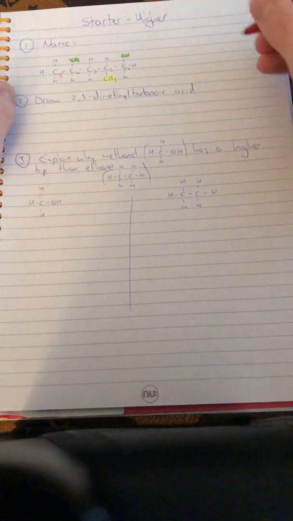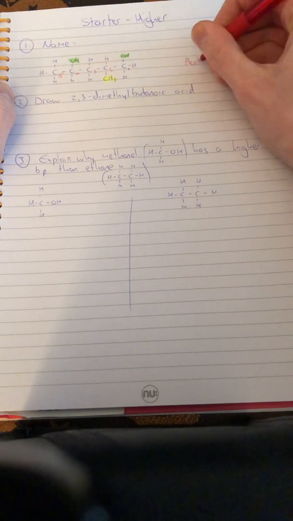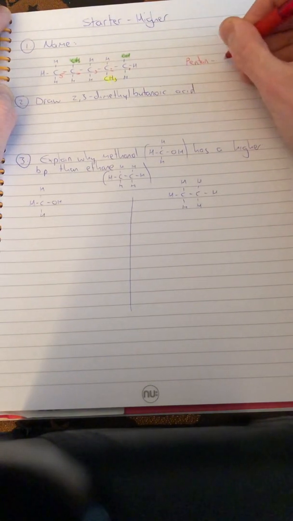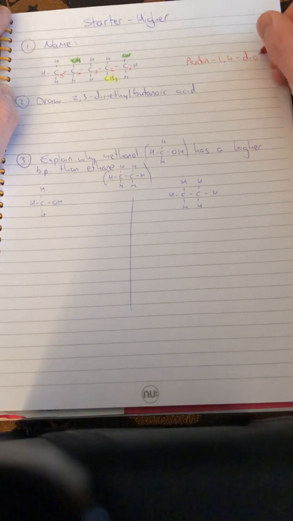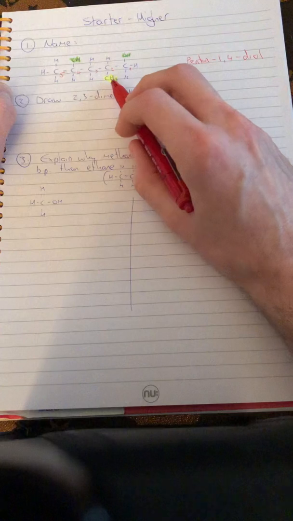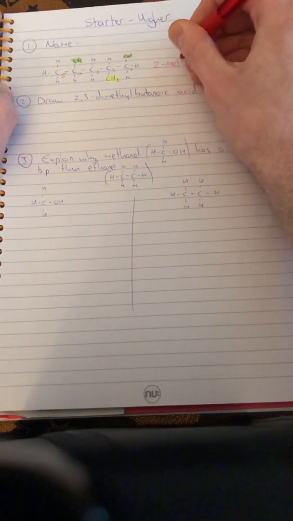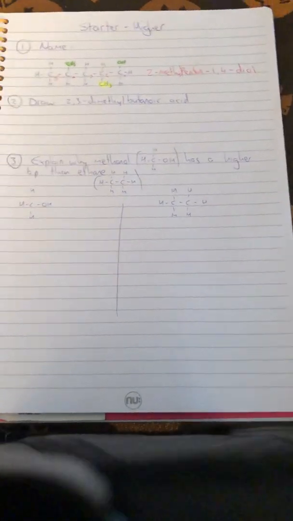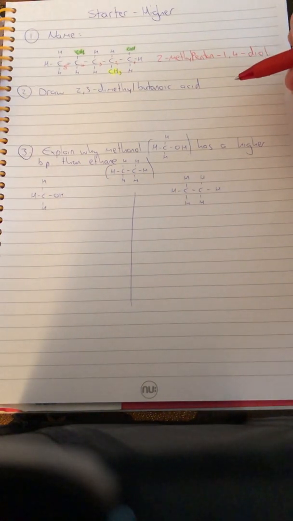Okay, so that would be pentan-1,4, and because there's 2 of them, that's diol. So pentan-1,4-diol, and the branch is on carbon 2, so that would be 2-methylpentan-1,4-diol. Okay, right, draw 2,3-dimethyl butanoic acid.